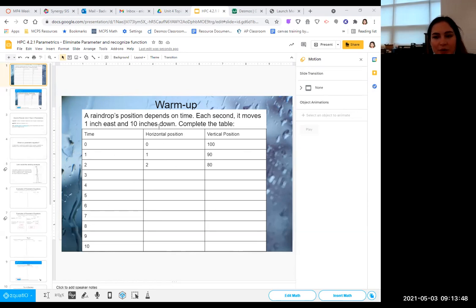And hopefully you got that the horizontal position continues just counting by ones: 3, 4, 5, 6, 7, 8, 9, 10. And the vertical position keeps counting down by 10. So 70, 60, 50, 40, 30, 20, 10, and 0.